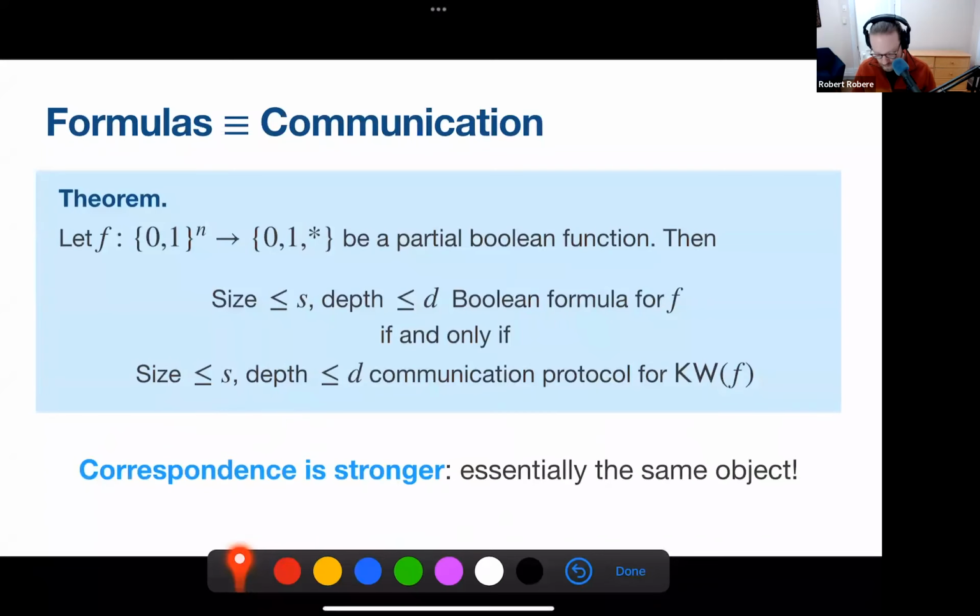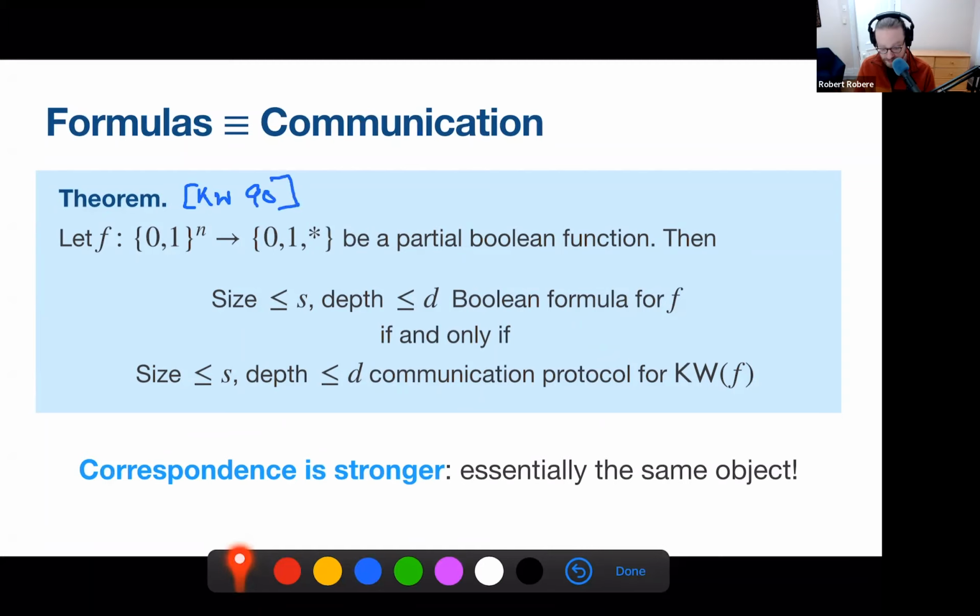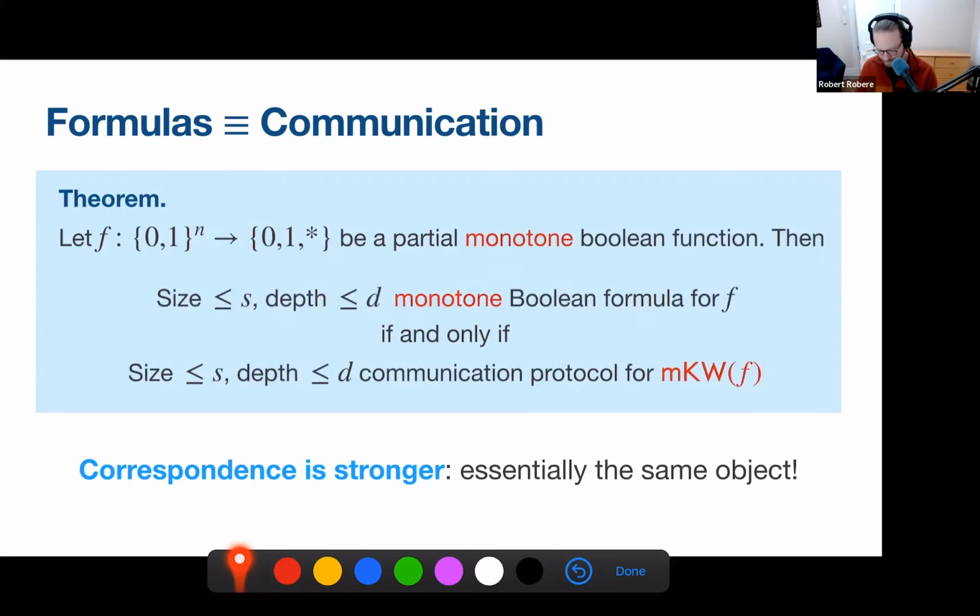Okay. So Karchmer and Wigderson, sorry, I'm missing a citation here. This is Karchmer and Wigderson. Karchmer and Wigderson showed in the 90s, they proved this result: I have a size S depth D Boolean formula for F if and only if I have a size S depth D communication protocol. And once again, the correspondence is somehow stronger. Like these are essentially the same object in some sense.